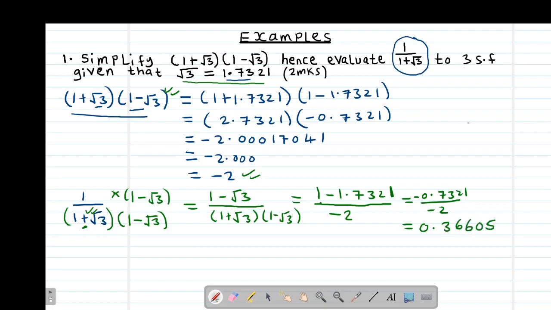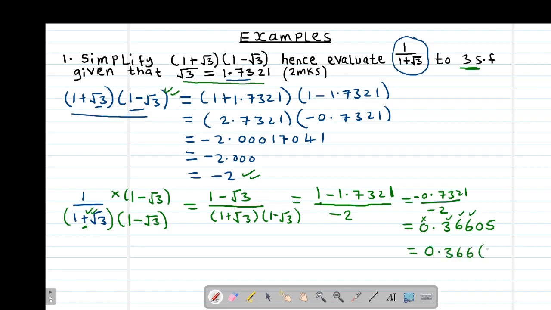So this one should give me positive 0.36605. But I was told to leave my answer correct to 3 significant figures. Remember, a 0 to the left is not significant. Therefore, this is our first significant figure, second and third. So the answer will be 0.366.